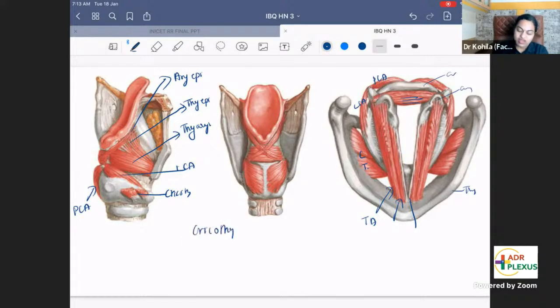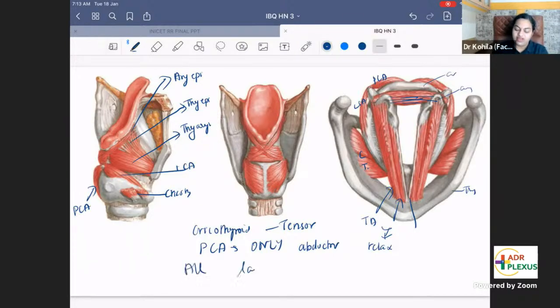Cricothyroid, what is the action? It's the tensor of vocal cord. Posterior cricoarytenoid is the only abductor of the larynx. Okay. Vocalis and thyroarytenoid will be relaxer of the vocal cord. The transverse arytenoid, oblique arytenoid, all those will adduct the vocal cords. Is that okay? And we have seen already all the muscles of larynx are supplied by recurrent laryngeal nerve, except cricothyroid that's going to be supplied by external laryngeal nerve. Fine.